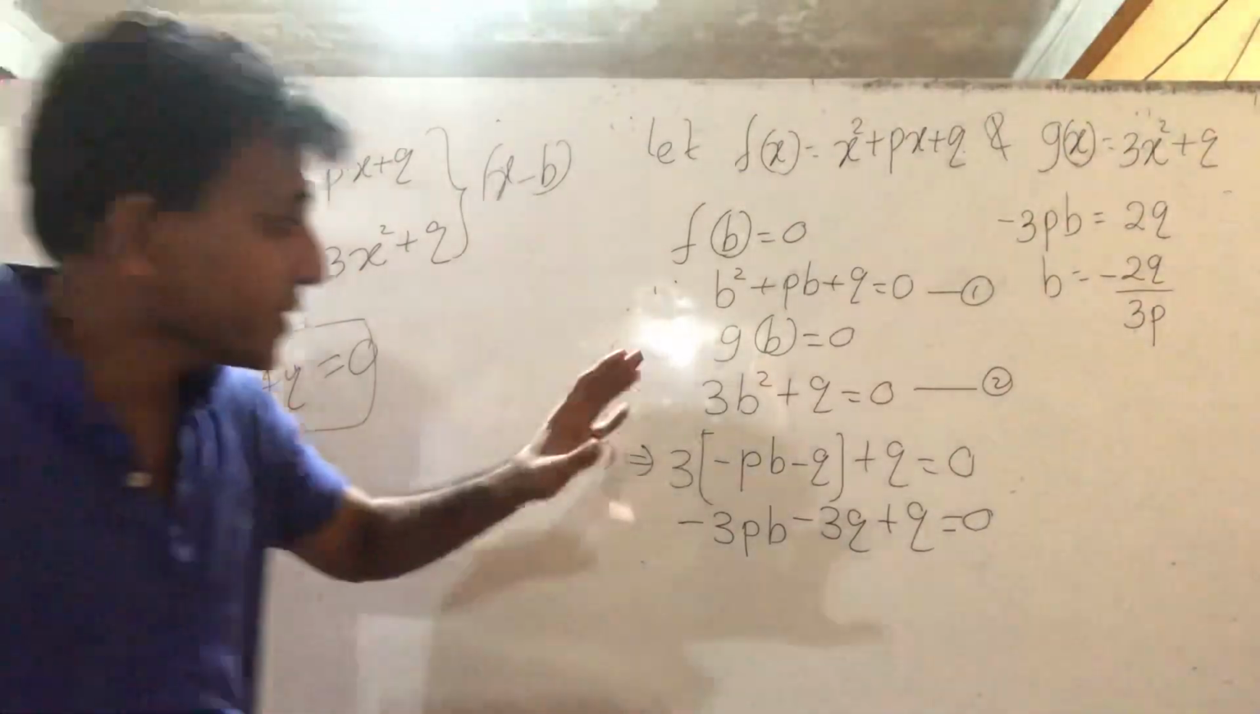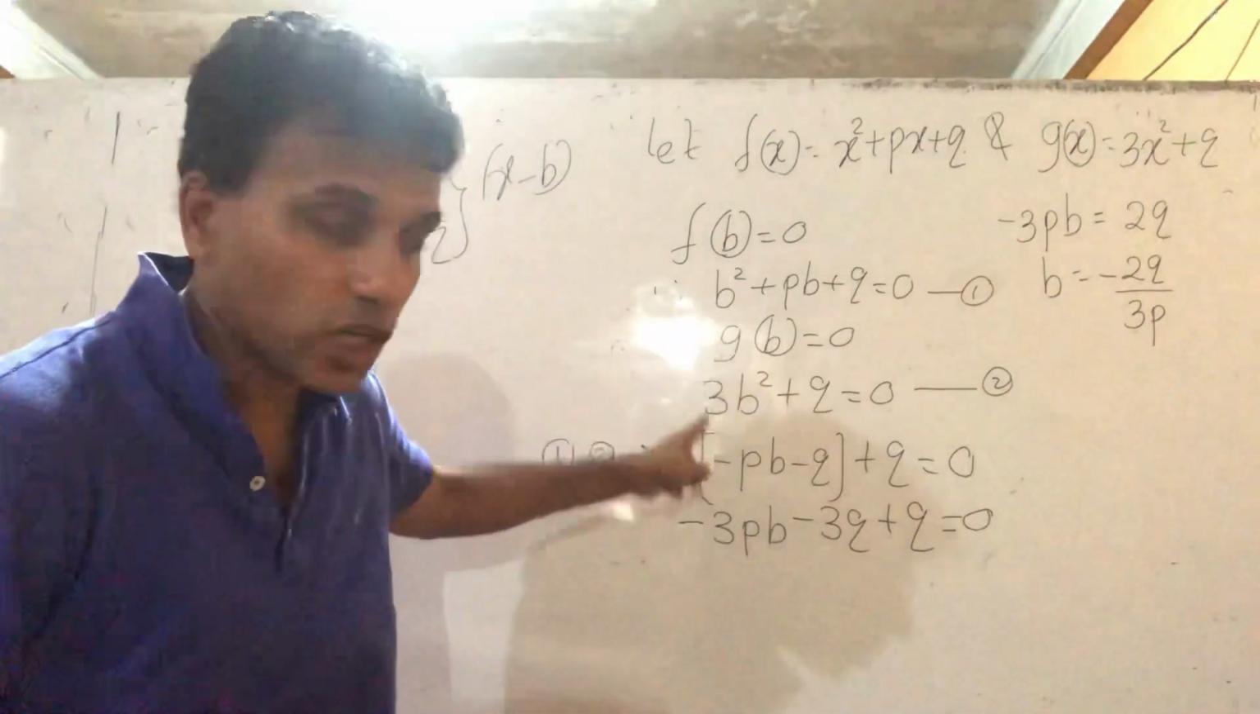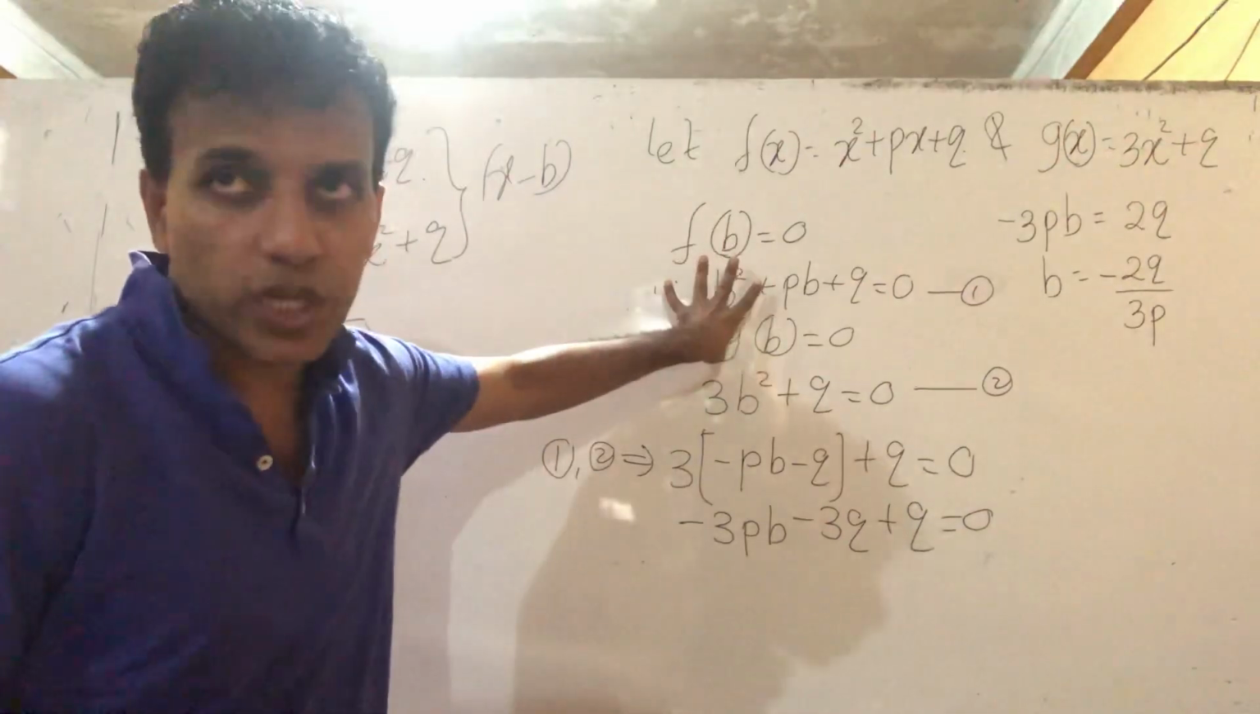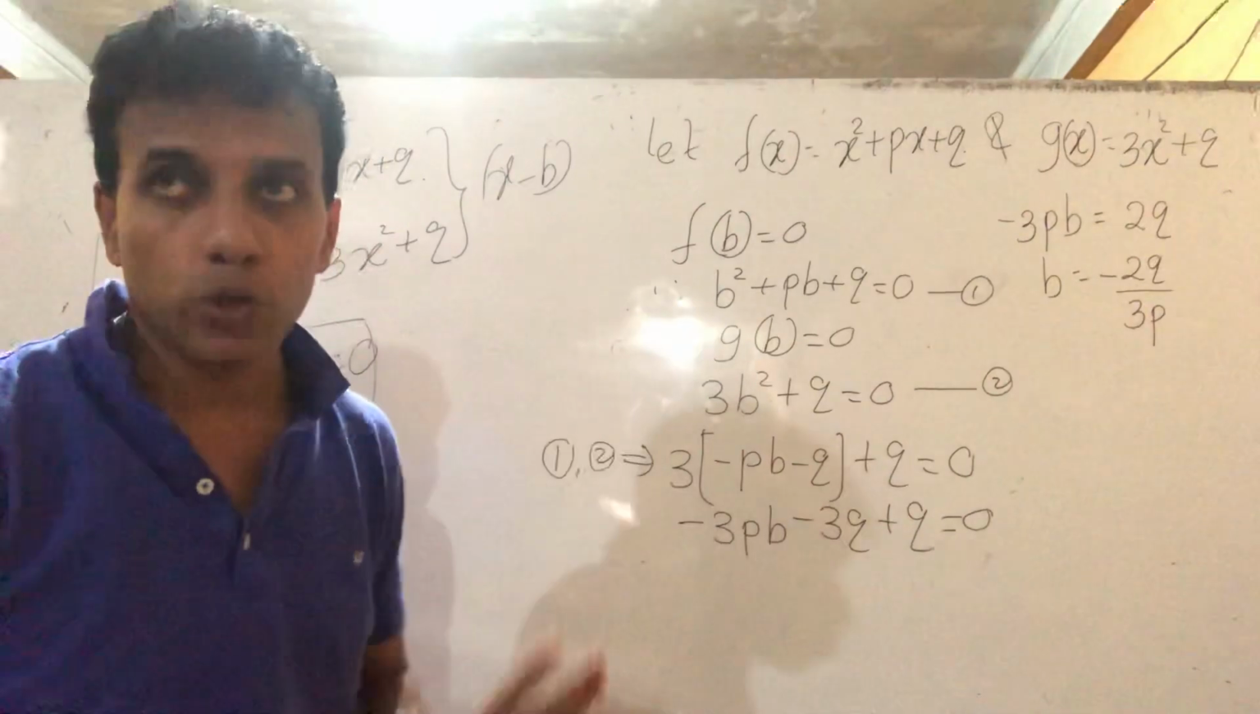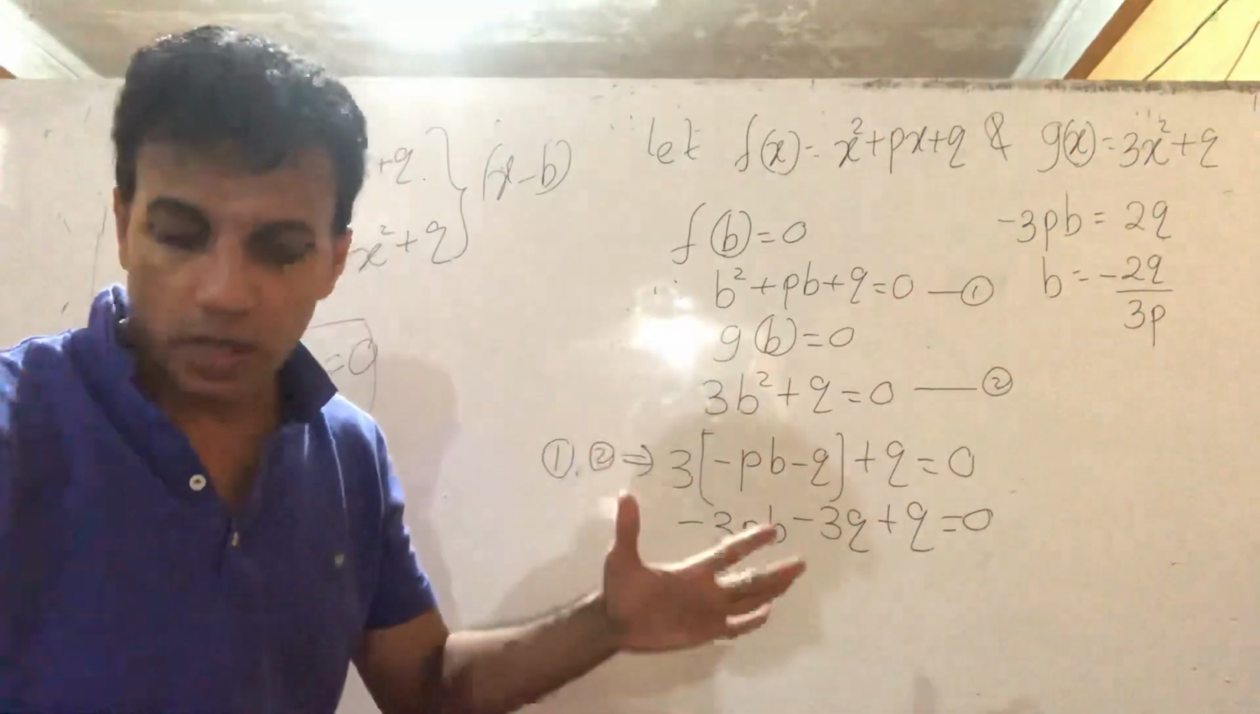Now, once again come to the first equation or second equation. Put this b answer in, then you can get the solution, because the answer has no b.